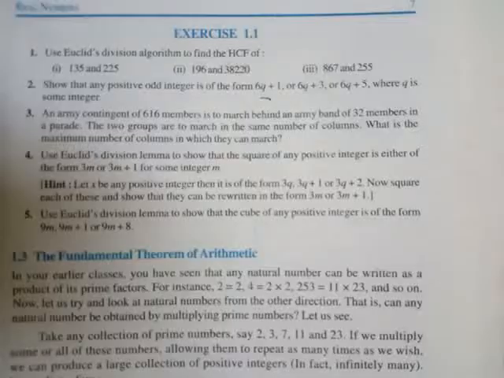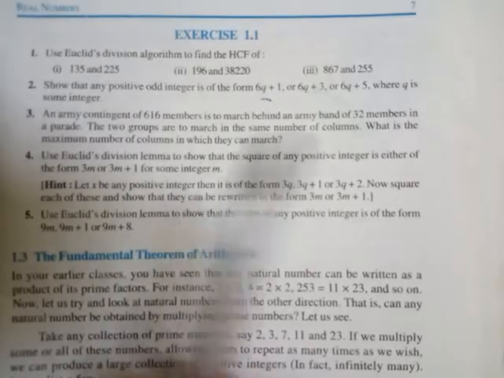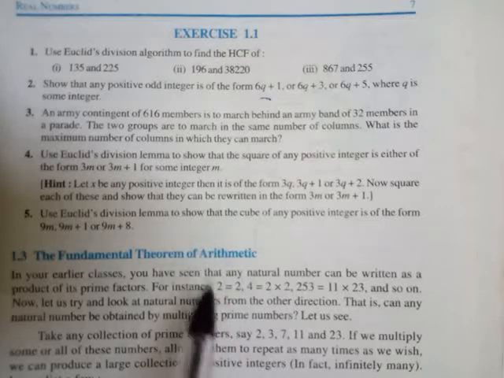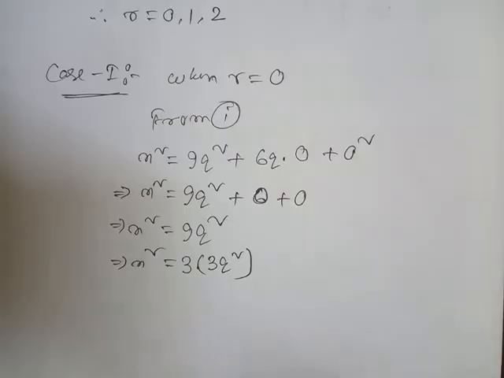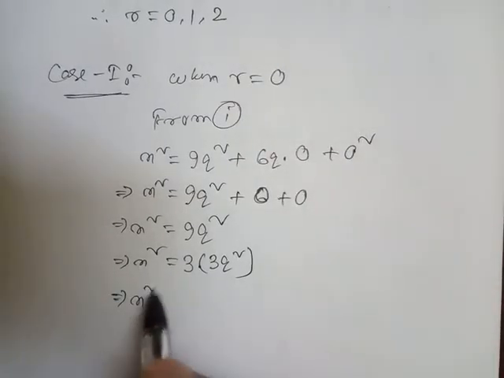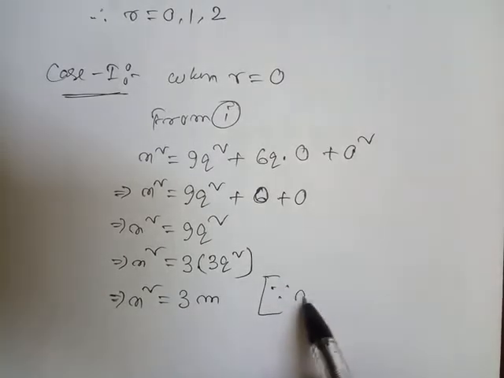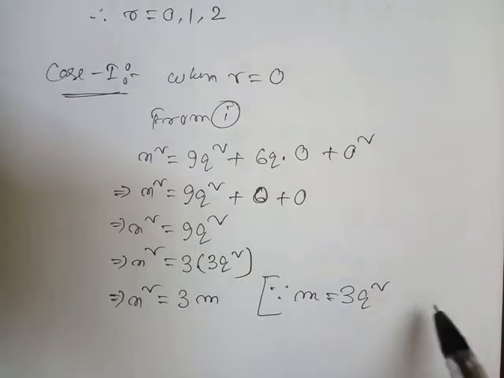Now look here, there is 3m or 3m plus 1 for some integer m. So 3 is already there, we have to introduce m in the answer. Now let's have a look how to introduce this m. In the next step I will write n square equal to 3m, where m equal to 3q square is an integer.